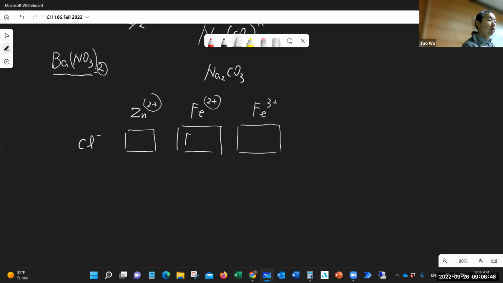For example, this ion has 2 positive and we have 1 negative charge, which means we need to have 2 of this negative charge to balance the 2 positive. So the formula will be FeCl2. But this one, you're going to write FeCl3. Because they have a different charge, when you write the formula it should be different.